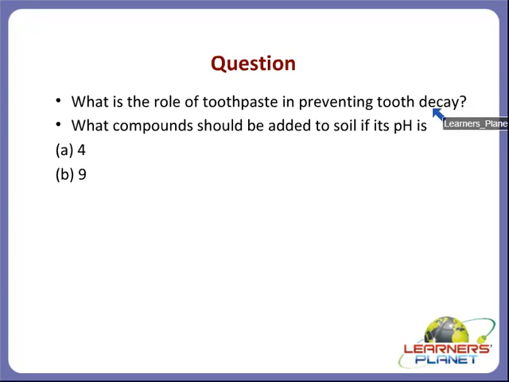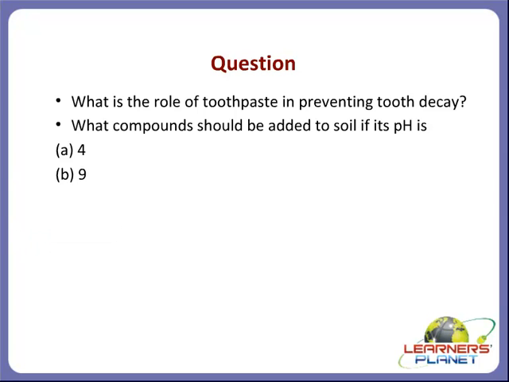Okay, now let's move to the first question of this session, that is, what is the role of toothpaste in preventing tooth decay? You should have remembered that we discussed the pH of saliva or mouth after meals. What happens? The pH decreases. When the pH decreases, what will happen to the H ion concentration? It will increase. pH is less means H ion concentration is more.